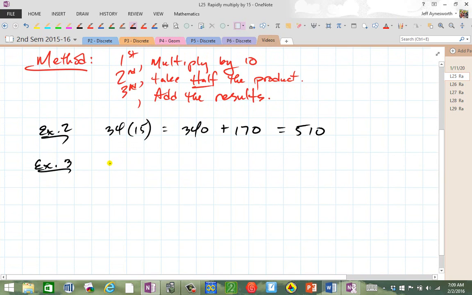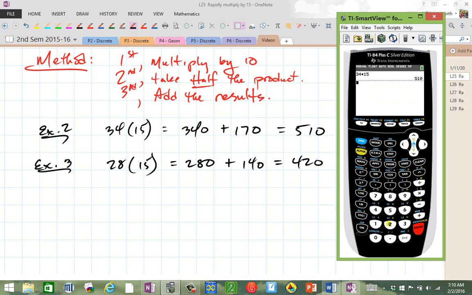Let's do another one. Let's try 28 times 15. All right, 28 times 10 is 280. Half of 280, half of 200 is 100. Half of 80 is 40, 140. So I see 200 and 100 is 300. I see 80 and 40 is 120. So 120 plus the 300 is 420.